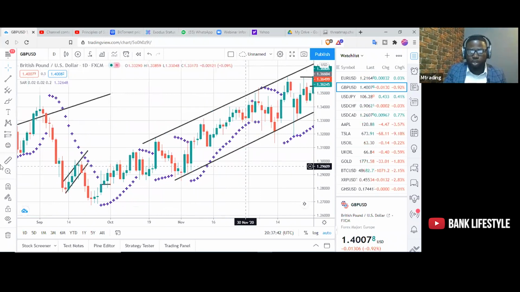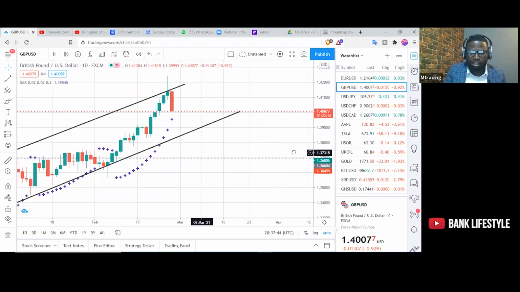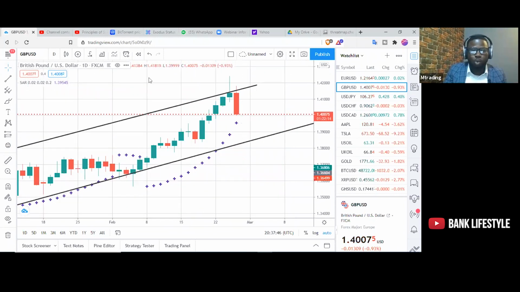So let's go into today's charts. So we are on the GBP USD. The GBP USD. Today, this could be a reversal. This could be a reversal, and tomorrow it could be a continuous movement towards the downwards direction.